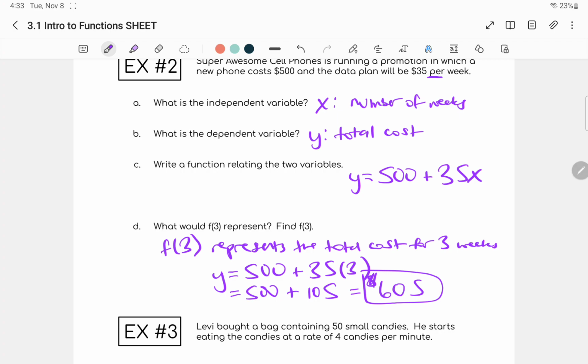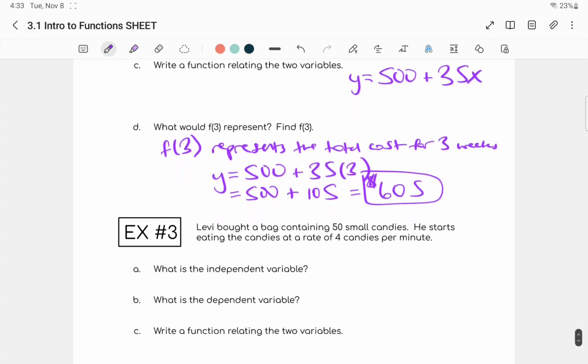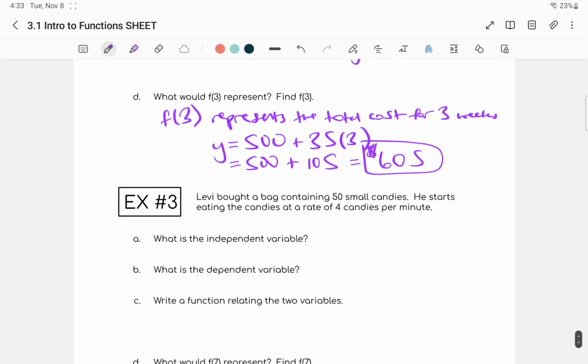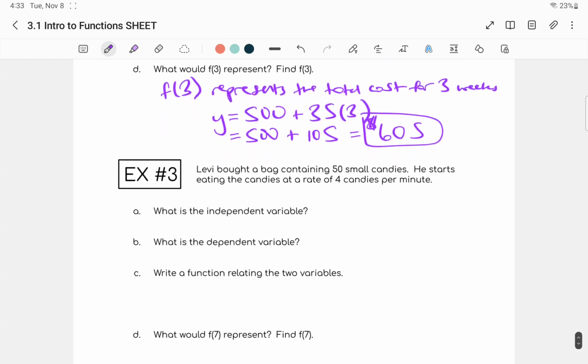All right, one more. Levi bought a bag containing 50 small candies. He starts eating the candies at a rate of 4 candies per minute. So now it's a little bit different. There's no total cost, but there's time, right? So let's identify independent, which would be the number of minutes, right? Because our time in this case is minutes. Now, it doesn't always have to be time. It could be something else, but just in these cases, it is time.